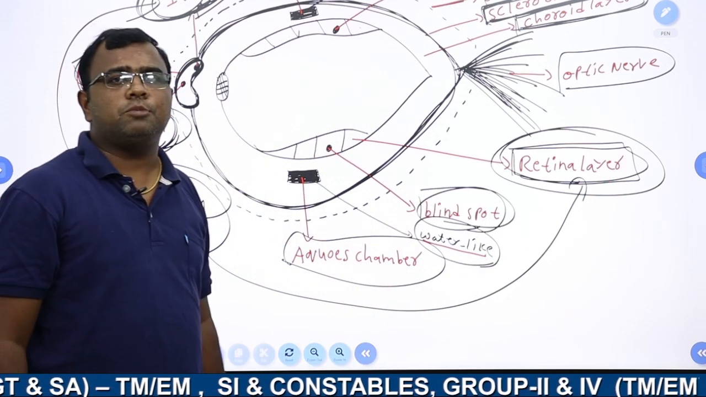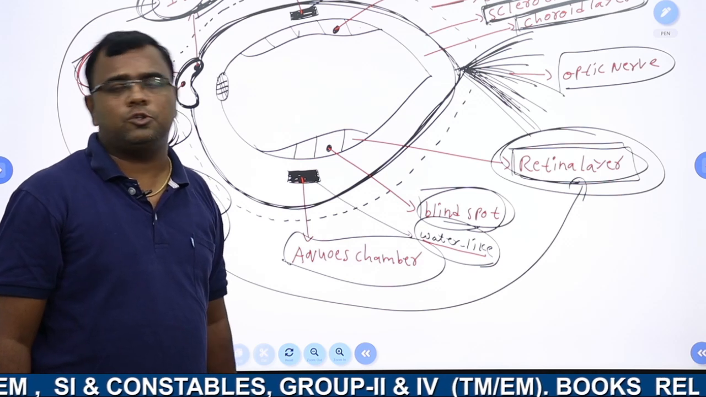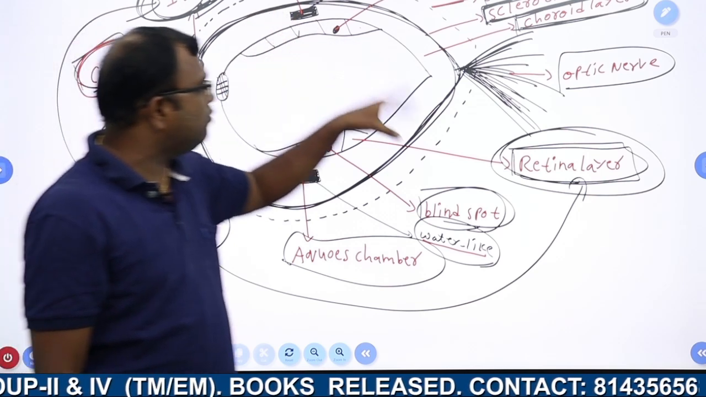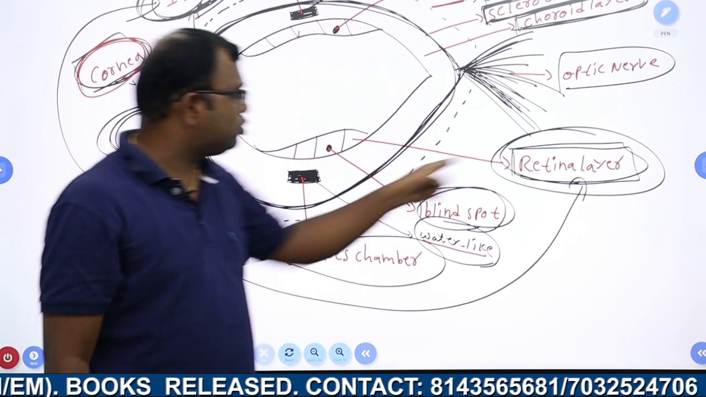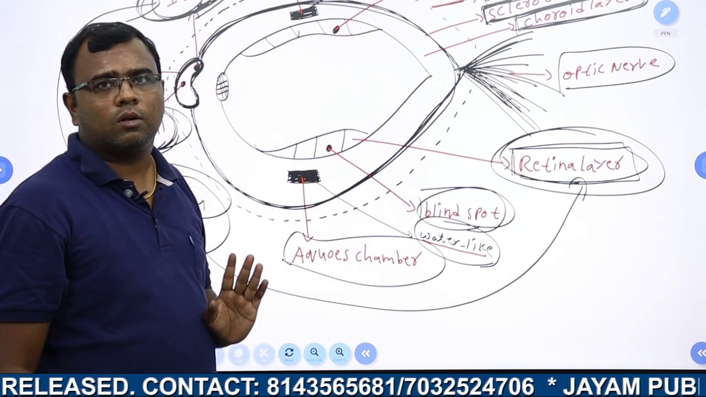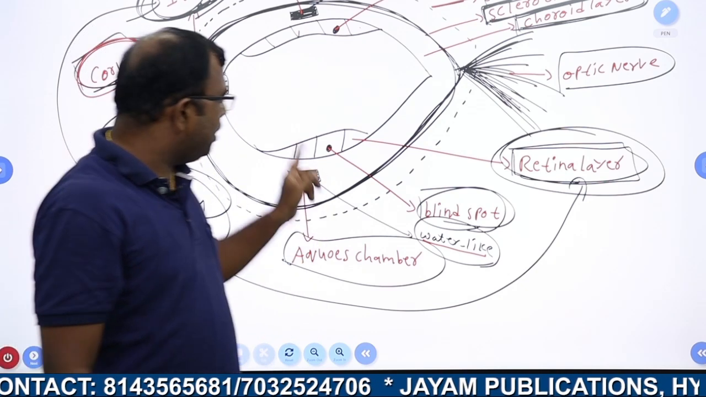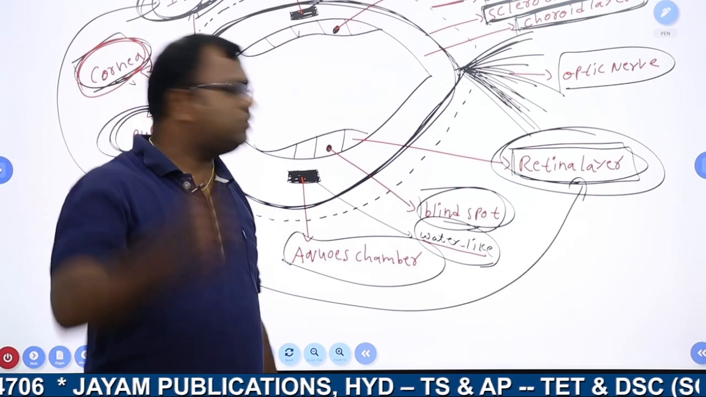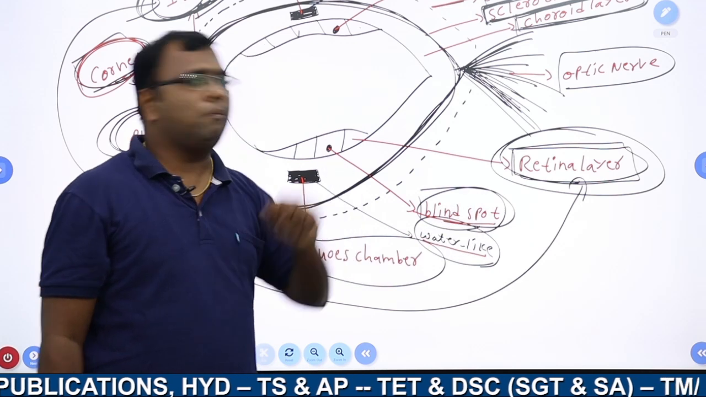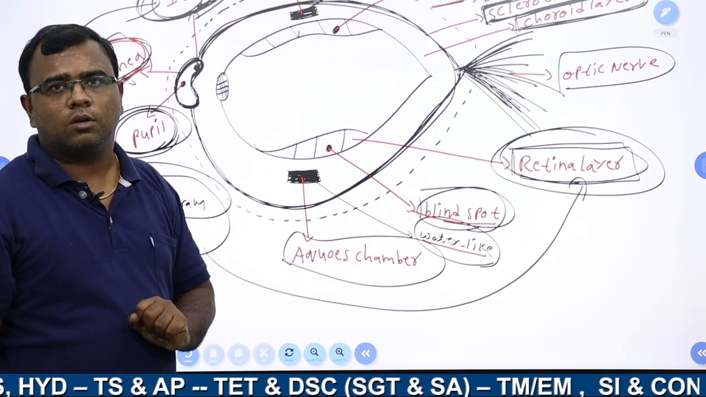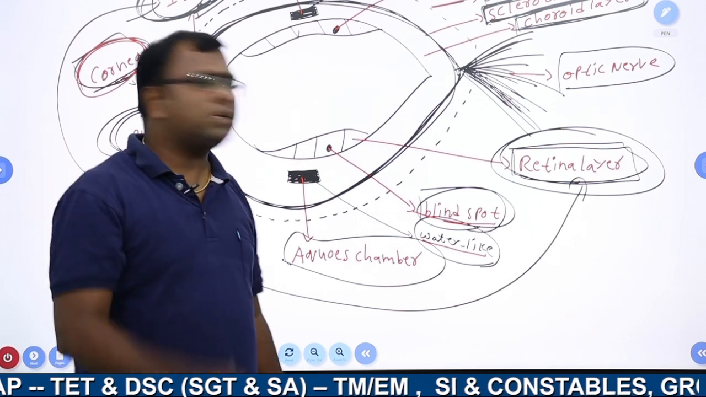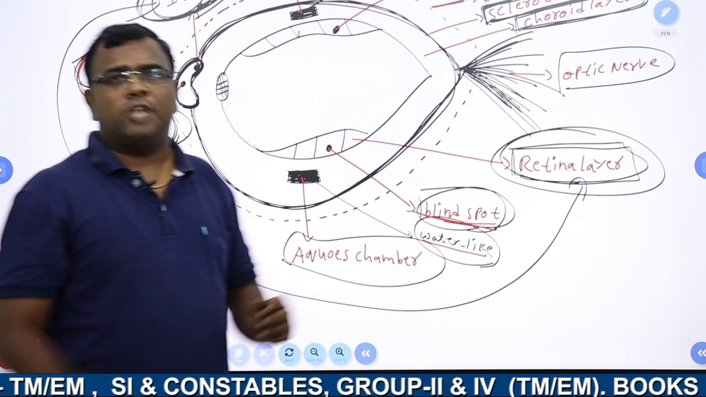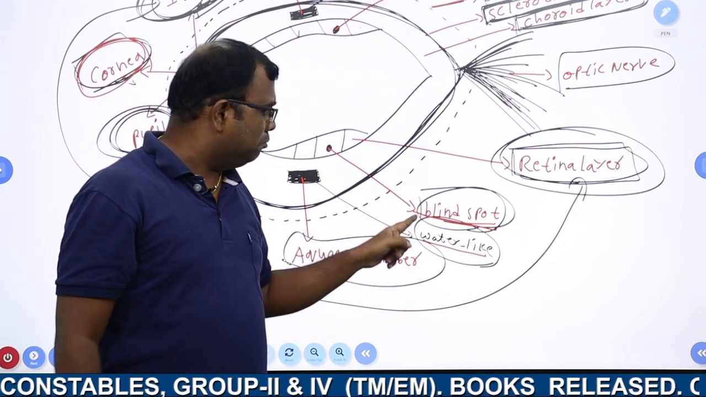In previous examinations, a question is often asked: the blind spot and yellow spot are present in which part of the eye? The answer is the retinal layer. Now about the blind spot: the area of no vision is also called the blind spot. The light receptors are absent in the blind spot. There is no use of the blind spot.